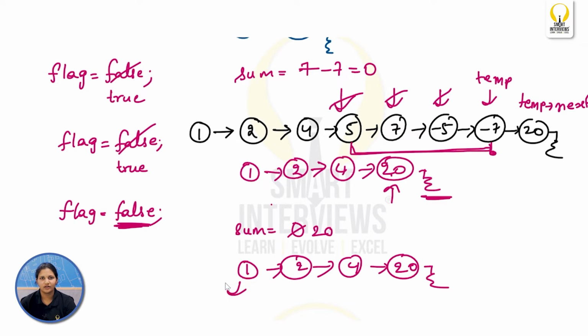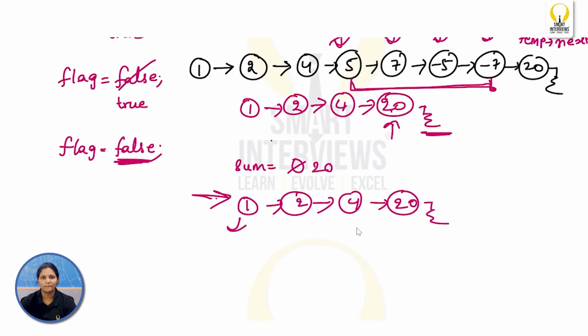What is the meaning of it? What is the meaning of flag being false? No deletion happened in this recursive call. If no deletion happened, that means there is no such sequence. So can I say this is my final output? I can say this is my final output. So this is what we have to do. I hope you are clear with the explanation part.